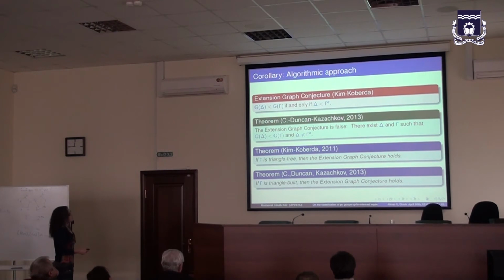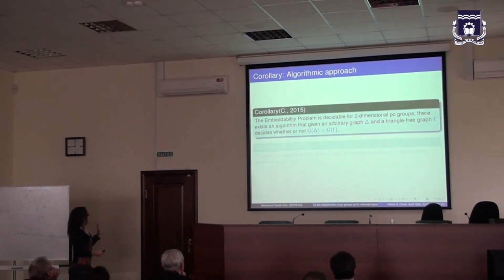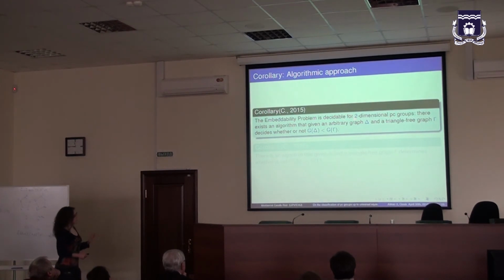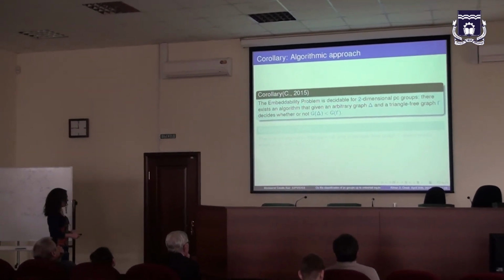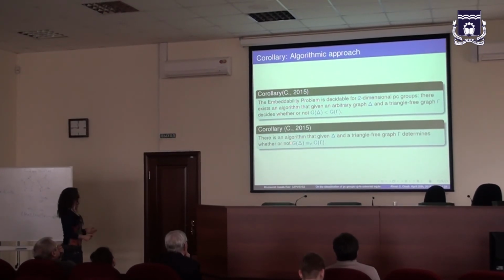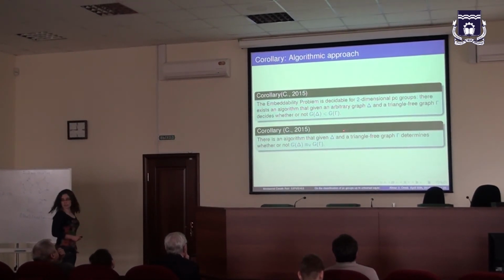So, what's the conclusion? For the cases where the conjecture holds, we can decide the problem of embeddability. And since we can decide the problem of embeddability, we can decide the problem of deciding if two groups are universally equivalent. So this is the summary. In some cases, for instance, if the graph does not have triangles, the problem of deciding if one is a subgroup of another one is decided. And then we can also decide the problem of universality.